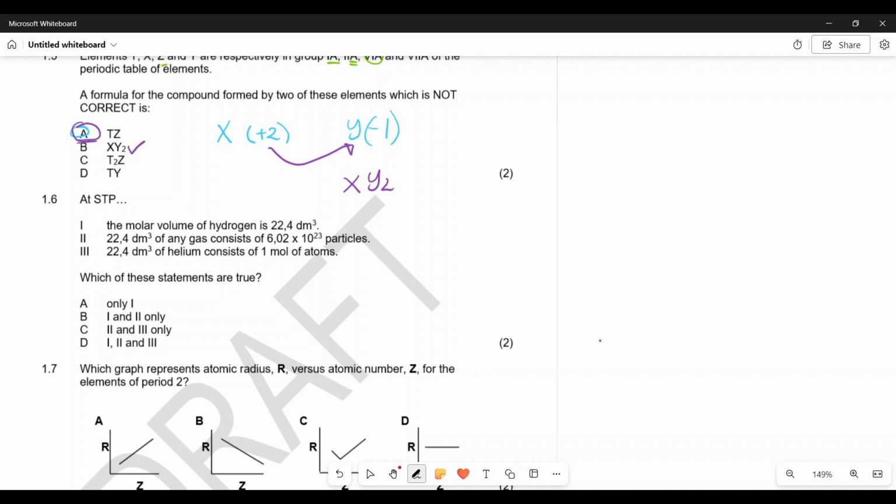Now, moving on to the next question. At STP, right, the molar volume of hydrogen is 22.4 decimeter cubed. The second statement we are given is that, okay, 22.4 decimeter cubed of any gas consists of 6.02 times 10 to the power minus 3 particles, right? So this is our number of particles, Na, which is a constant.